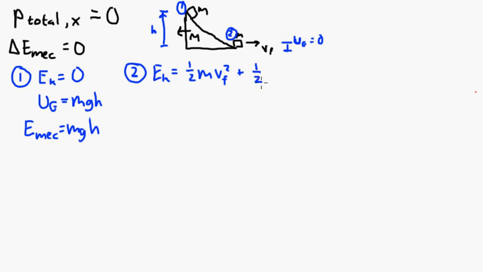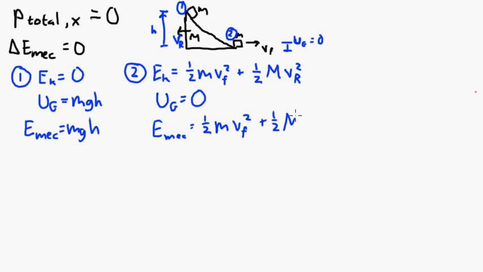Okay, so plus the kinetic energy of the big block, which is going to be 1/2 big M times v. I'm going to call that VR, so VR is going to be the velocity or the speed of the ramp. And then potential energy here is going to be 0. So that means total mechanical energy here is going to be 1/2 little m vf squared plus 1/2 capital M VR squared, and these two are going to be equal.